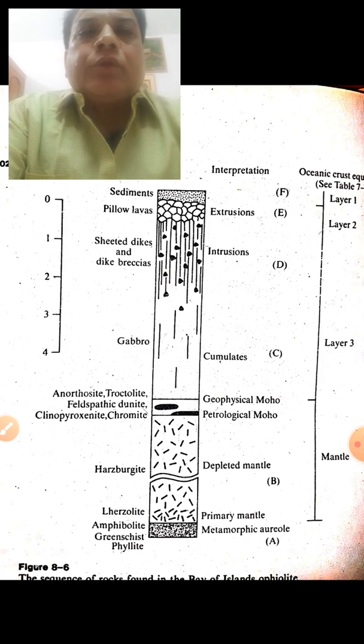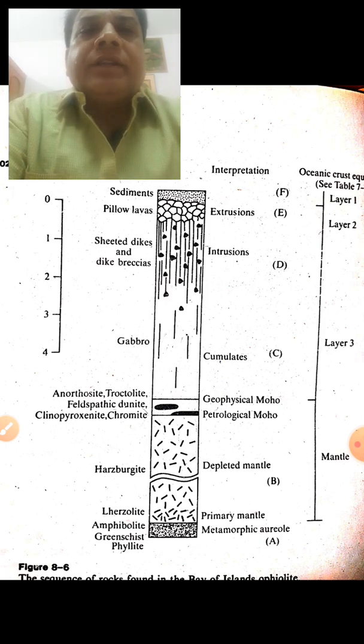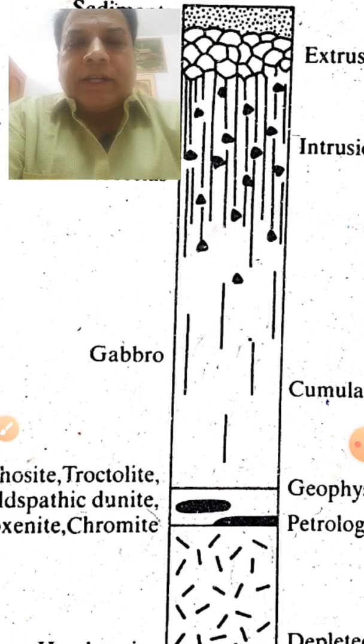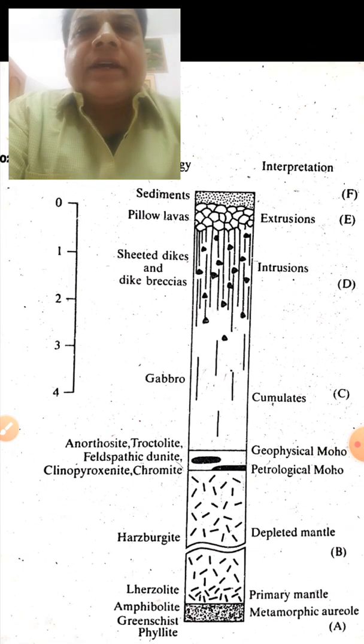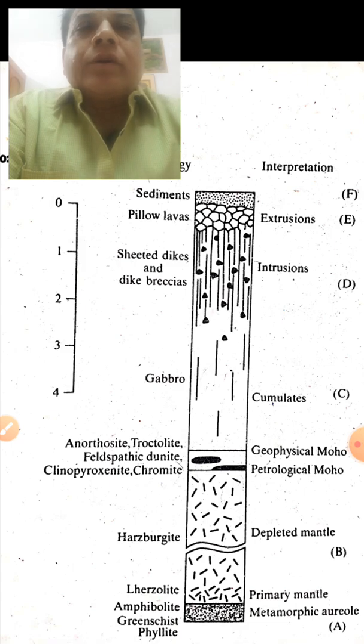Troctolite is chiefly composed of calcic plagioclase, usually labradorite, and olivine with little or no pyroxene. You can say in general that this is gabbroic in that sense.